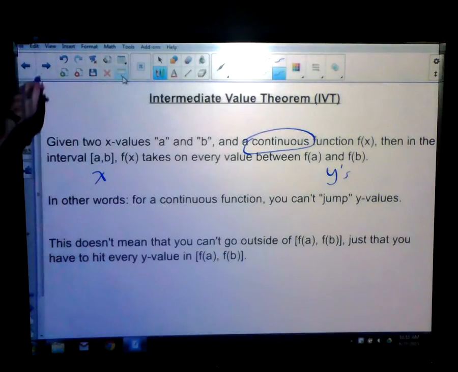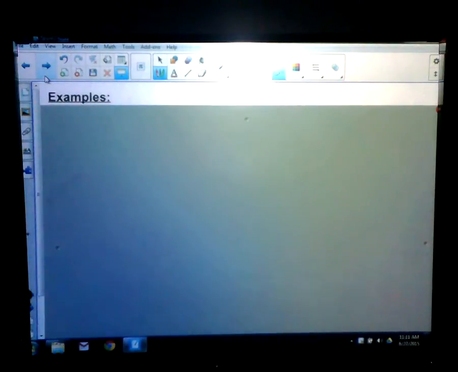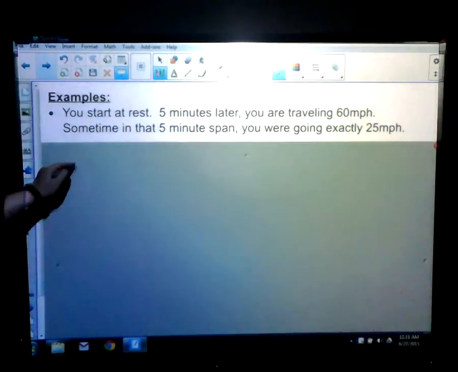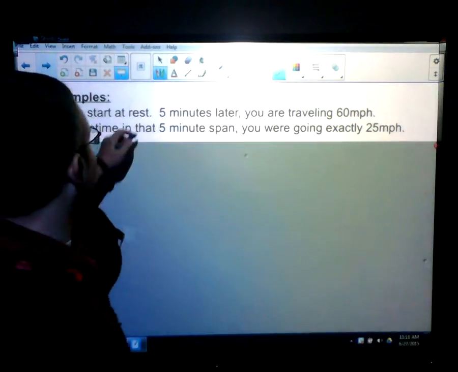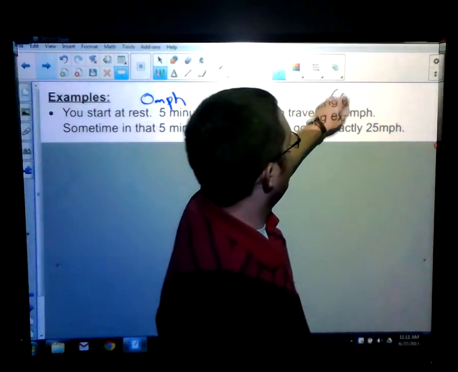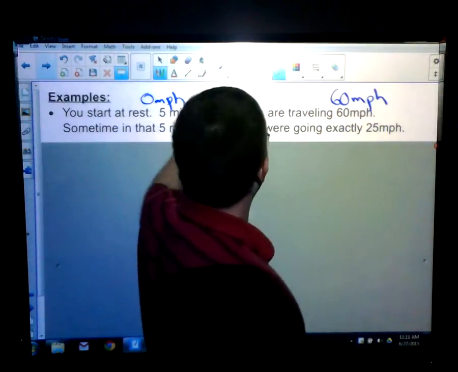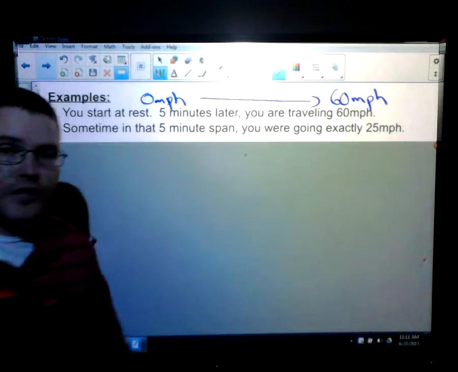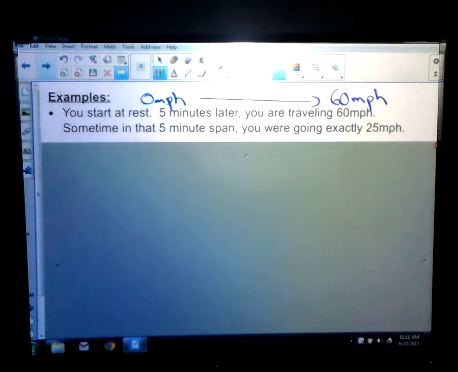Let's look at a graph of this. Or let's talk about some examples first, actually. If you start at rest, and then 5 minutes later you're going 60 miles an hour, that means that sometime in that 5-minute span you had to be going 25 miles an hour, because 25 miles an hour is between 0 miles per hour and 60 miles per hour. You also had to be going 30 miles per hour, and 40, and 45, and 50, and 55. You also had to be going 10. That's what the intermediate value theorem says.